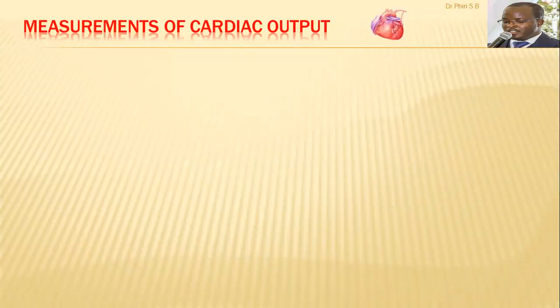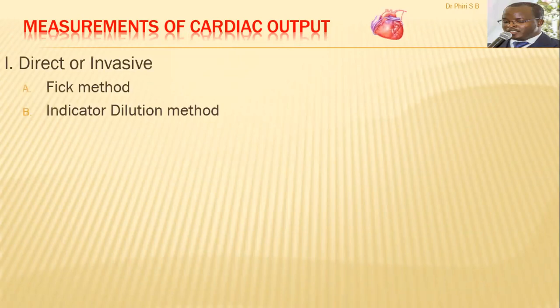I don't think we have enough time for me to explain everything here, but just to say that you have two methods in which you can measure the cardiac output. You can use the direct or the invasive methods, which are the Fick method and the indicator dilution method.